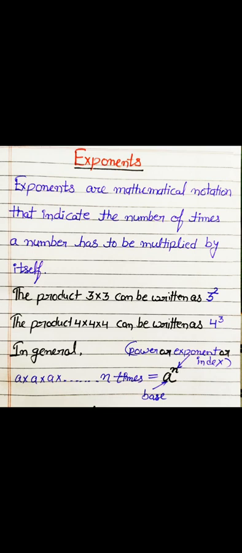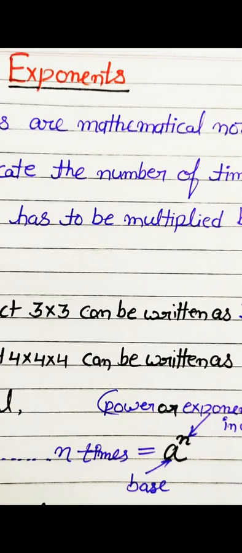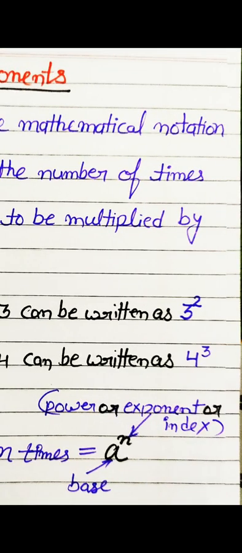If we talk in general, if it is written a into a into a up to n times, then it can be written as a to the power n, in which a is called the base and this n is called the power or exponent or index. As you are seeing in 3 to the power 2, the base is 3 and the power, or exponent, or index is 2. And in 4 to the power 3, the base is 4 and the power is 3.